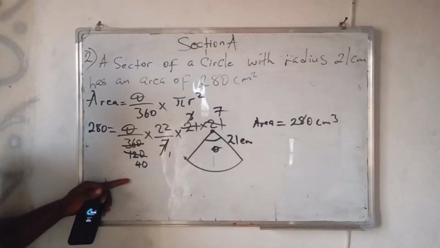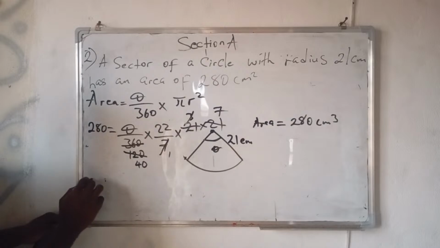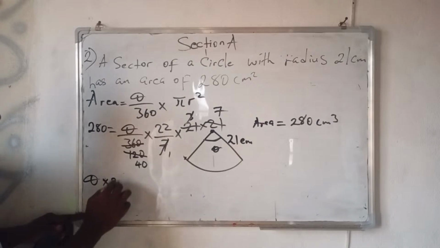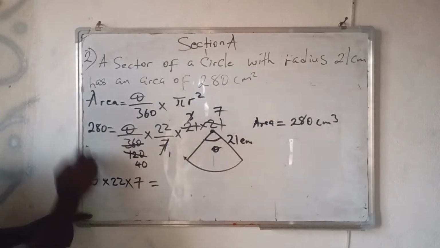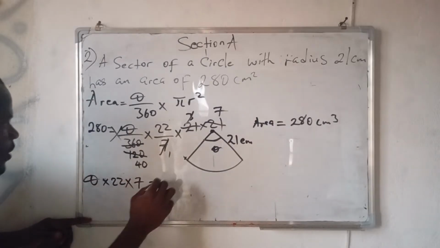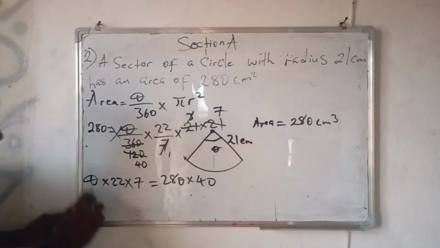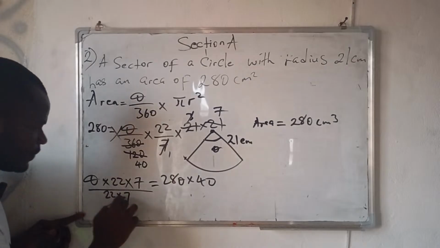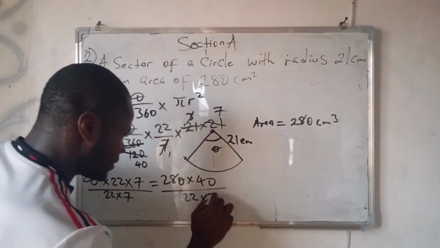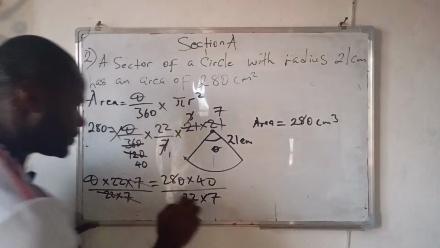Now, when we multiply, we have theta times 22 times 7 is equal to, cross multiplying, 280 times 40. Then, since we are looking for theta, we divide both sides by 22 times 7. So this will take care of this, and we are left with theta.